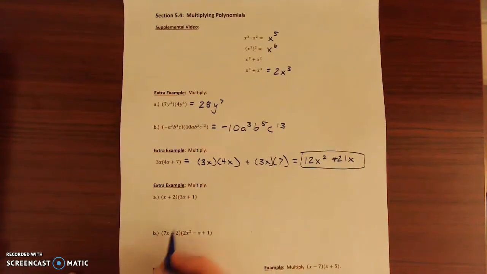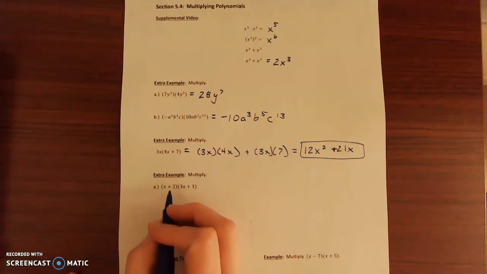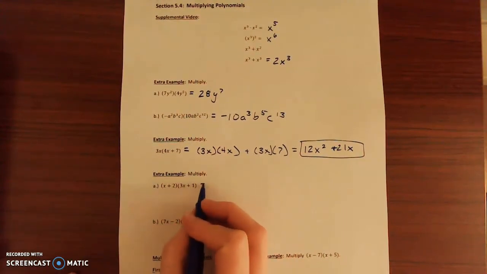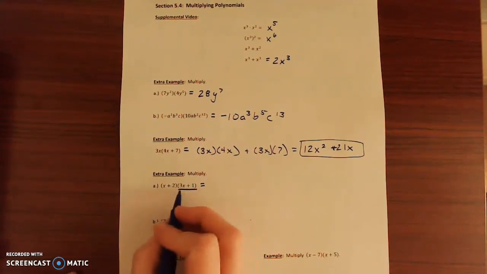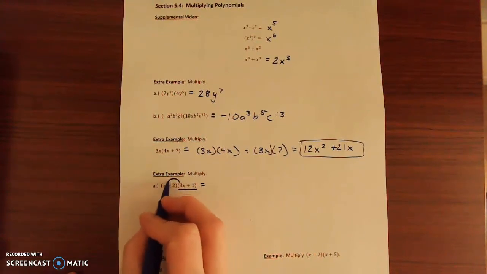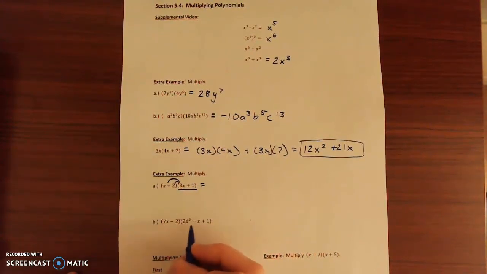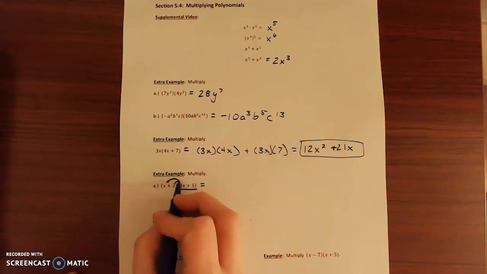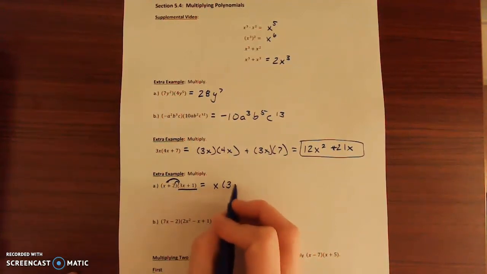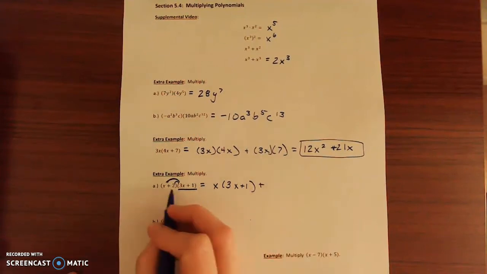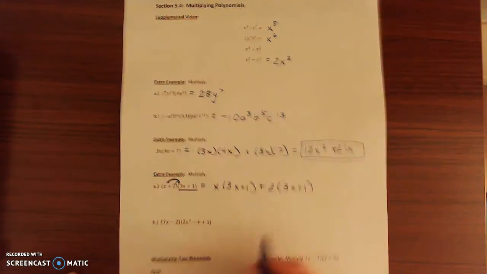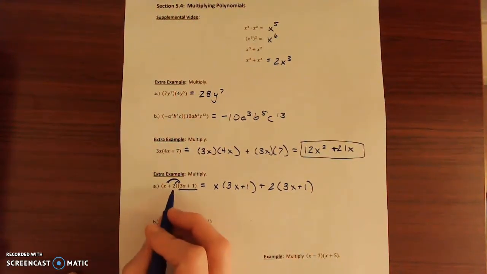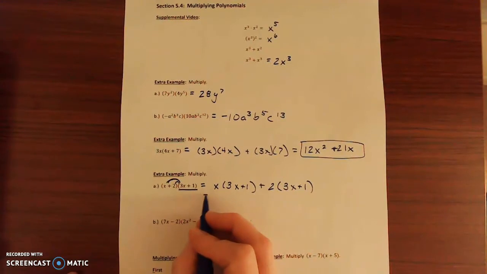Once I can do that, I can move on to something like x plus 2 times 3x plus 1. A general strategy for multiplying polynomials together is essentially to distribute twice. So I would take this 3x plus 1 and distribute it to the x plus 2. So I would do x times all of 3x plus 1, and then I would take this plus 2 times all of 3x plus 1. So I've distributed to get rid of the first set of parentheses, and then I would distribute again.